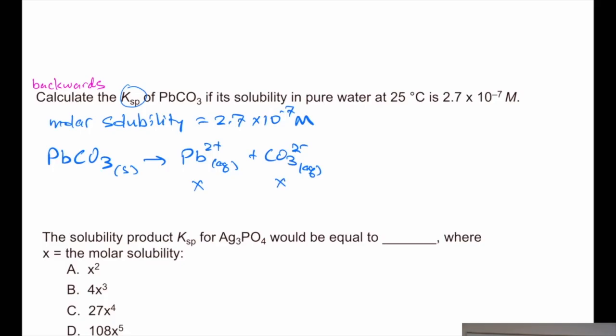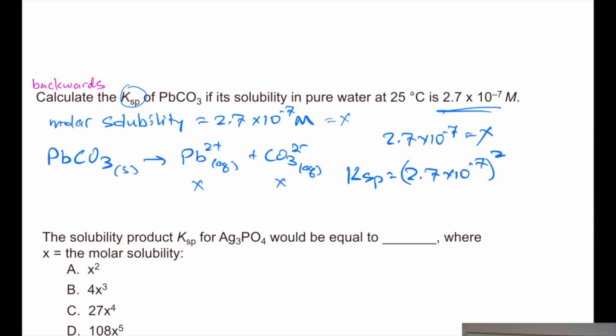So we know that Ksp is equal to x squared. Now this is x, the x that dissociates from the solid before it splits into its ions. So now we know that Ksp is equal to x squared. So Ksp is simply equal to 2.7 times 10 to the minus 7th squared. And that should be the Ksp. You look it up, it should be pretty close.